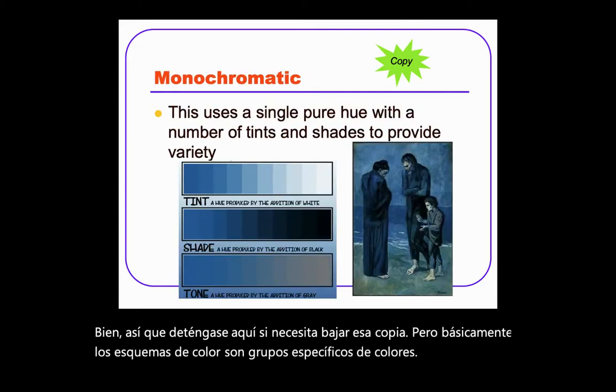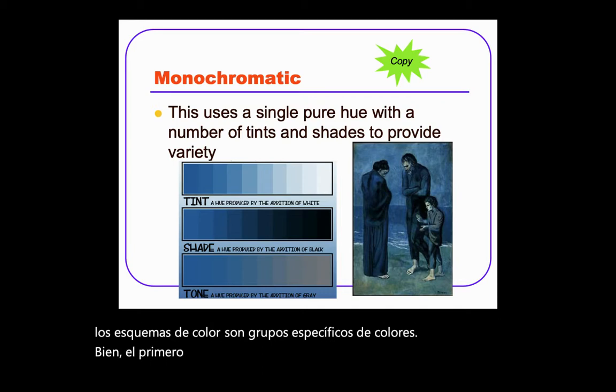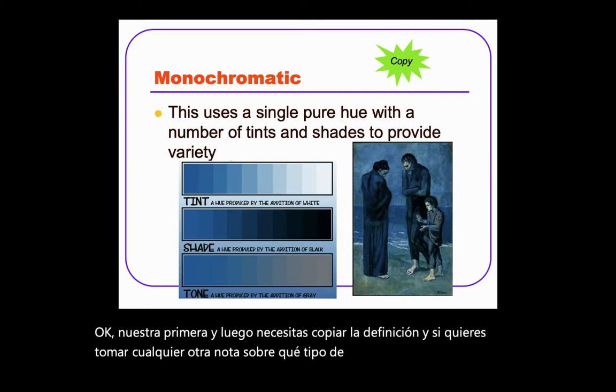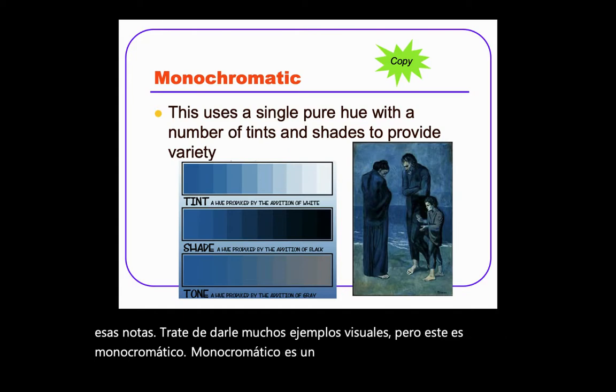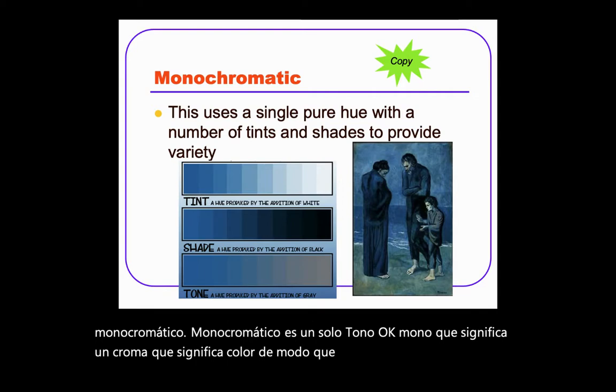Okay, our first one, and again, you need to copy the definition. And if you want to take any other notes about what type of image this is, you can make those notes. Try to give you lots of visual examples. But this one is monochromatic. Monochromatic is a single hue, okay, mono meaning one, chroma meaning color, so one color that's mixed with a variety of tints, shades, and tones to provide the variety.